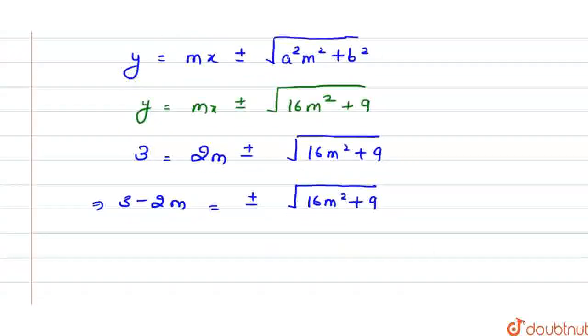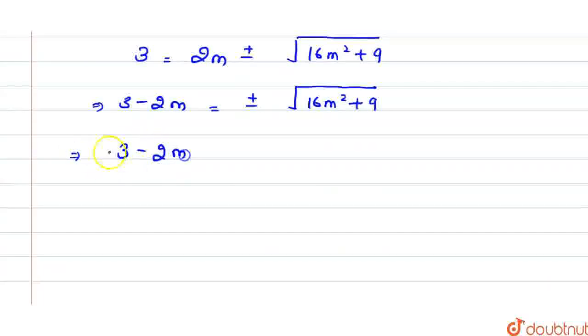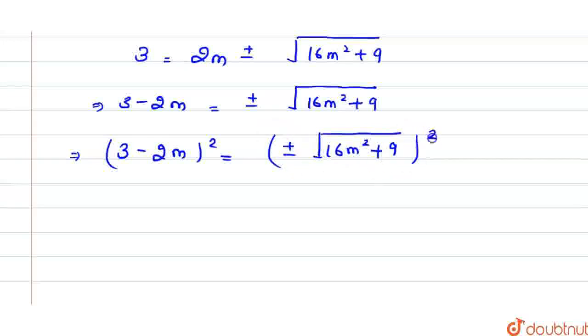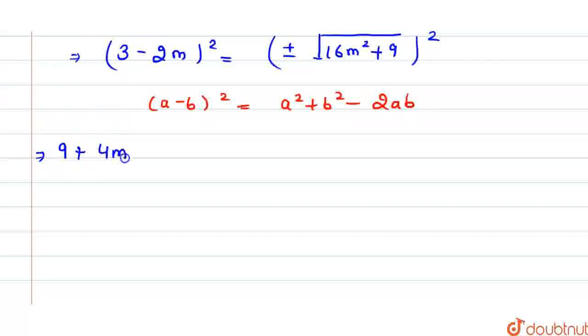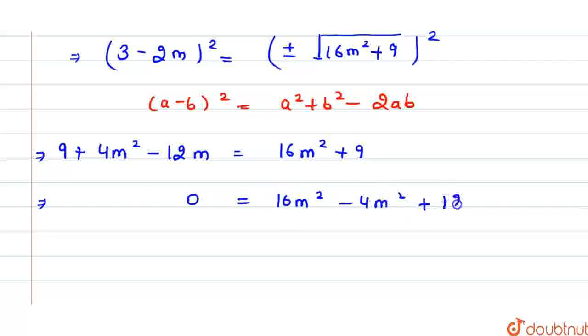If we square both sides, then this will be (3 − 2m)² = (16m² + 9). Then we know that (a − b)² = a² + b² − 2ab. So by using this identity, this will be 9 + 4m² − 2 × 3 × 2m, that is 9 + 4m² − 12m = 16m² + 9. Now, if we take each term to the right hand side, then this will be 16m² − 4m² + 12m + 9 − 9 = 0, that is 12m² + 12m = 0.